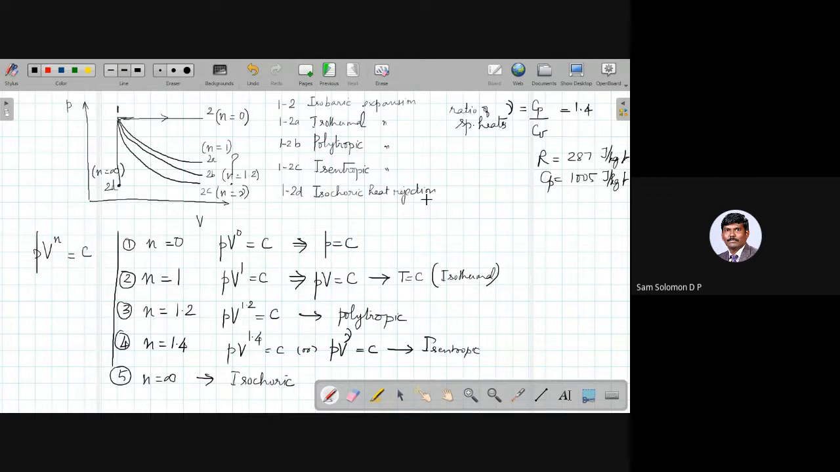Okay. Any doubts here? I'll show you next how we say n equal to infinity is an isochoric process. As far as the PV diagram is concerned, is that clear how we classify and arrange them from n equal to 0 to n equal to infinity? Any doubts here?